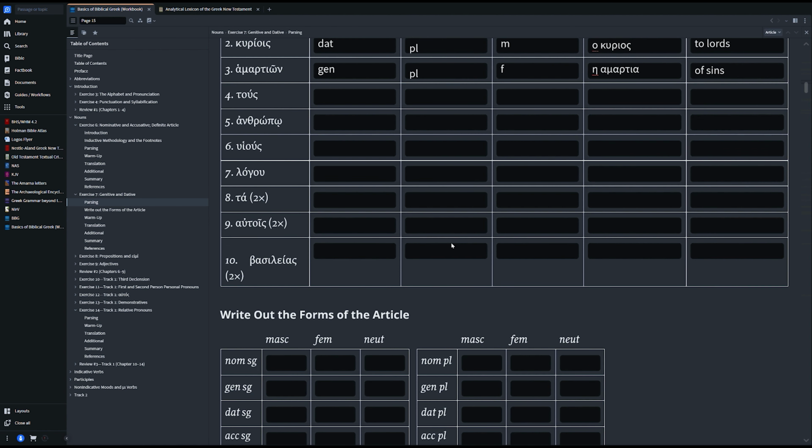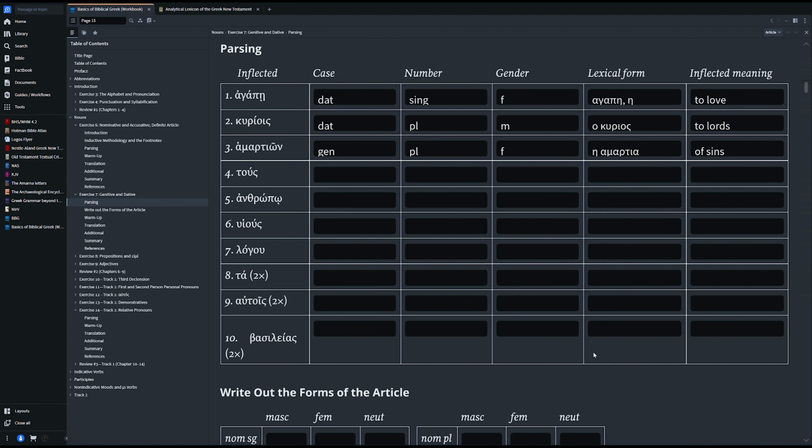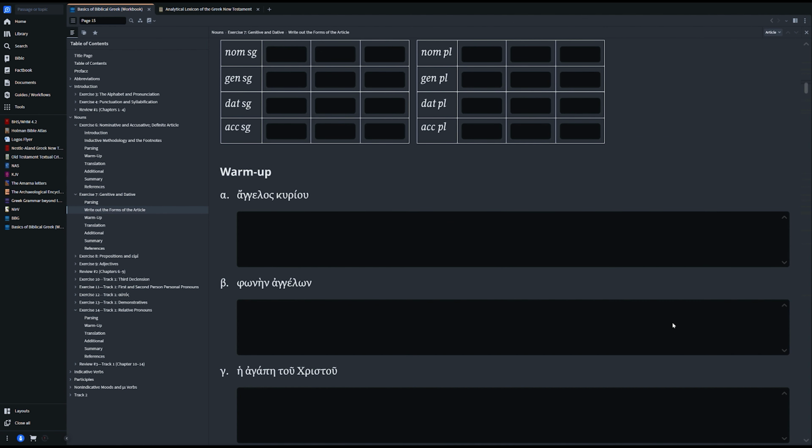Okay. And then Basilias is also a little tricky. So you've got to look at the whole chart. In this case, it is going to be within the feminine side. There's 2 alpha sigma endings, so just write them both in there. All right, that's as many tips as I'm going to give you.